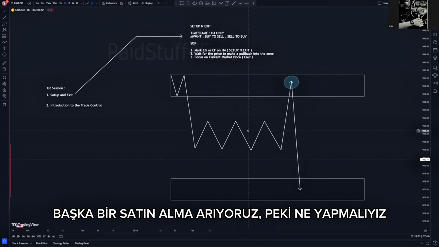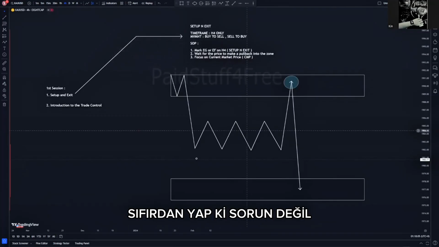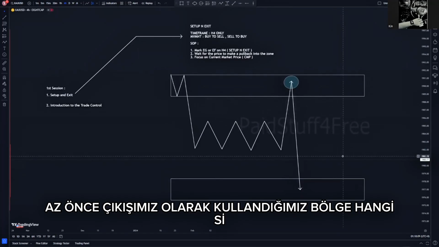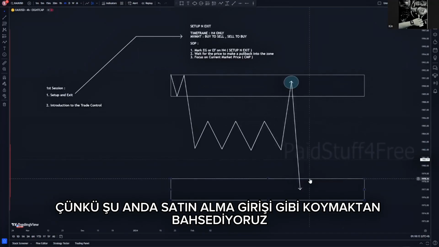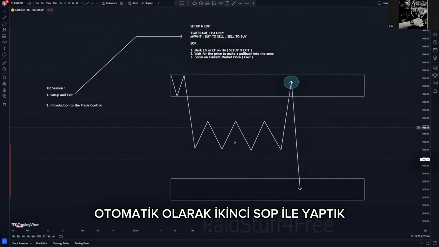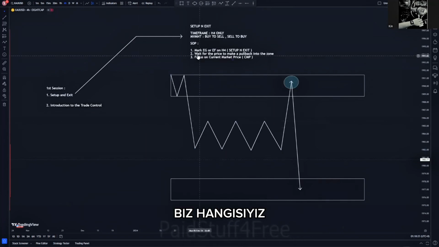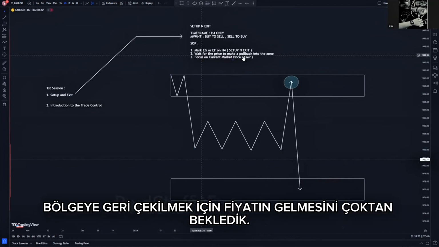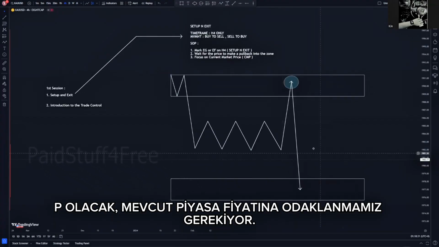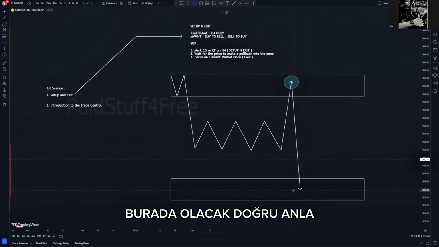So what should we do? Do it from scratch. Right now, we already have this buy zone on H4, which is the zone that we used just now as our exit, because now we are talking about putting the buy entry. When the price gets into the buy zone, automatically we've done the second SOP, which is waiting for the price to make a pullback into the zone. So the third SOP is that we need to focus on the current market price. So where will our current market price be? It's going to be over here.